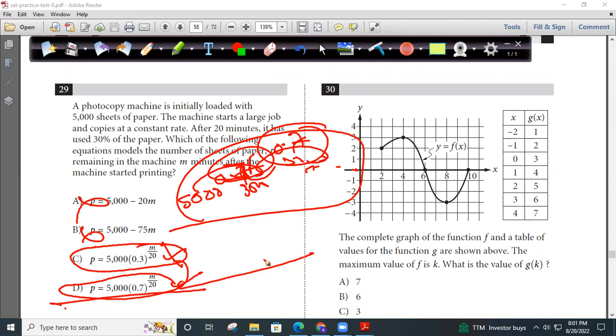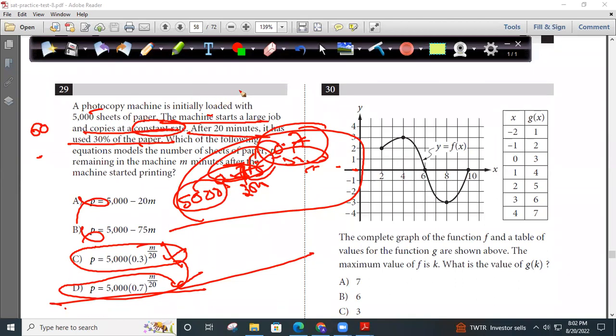Okay. But it says it copies at a constant rate, right? So the machine starts with a large stack and copies at a constant rate. Copies means it is using 60 papers per minute or 30 papers per minute. So you can't say that, because it is constant rate, you can neglect everything. After 20 minutes, you use 30% of the paper remaining in it. So every time it is using 30% of the papers that are remaining.